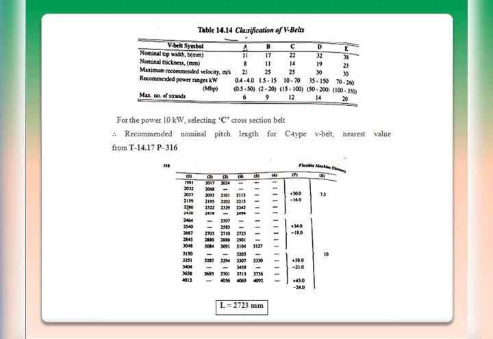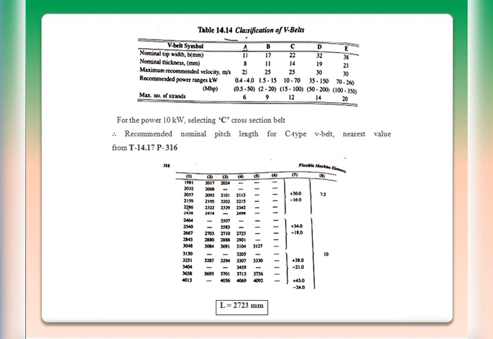Now we are supposed to find a recommended nominal pitch length that is required for the calculation, that is L. By referring to table 14.14, page number 314, for V belt, the power range of 10 kilowatt, that is 10 to 17, is there. So we are supposed to select belt C. Either we can go with belt B also because 14 kilowatt has been given, but I will prefer belt C. So for the power 10 kilowatt, we are selecting the C cross section belt.